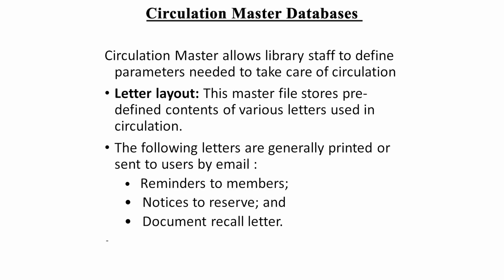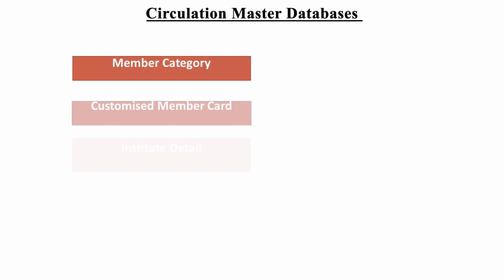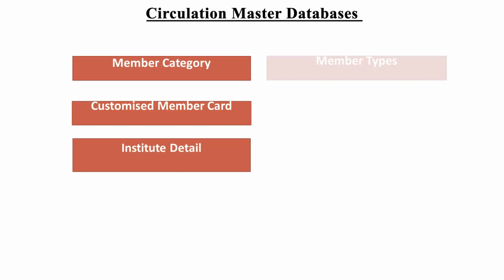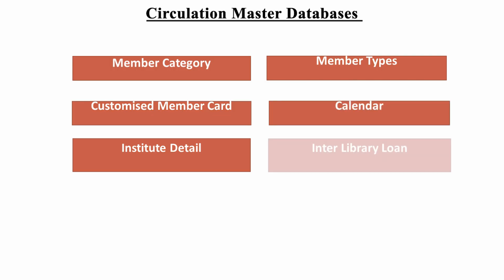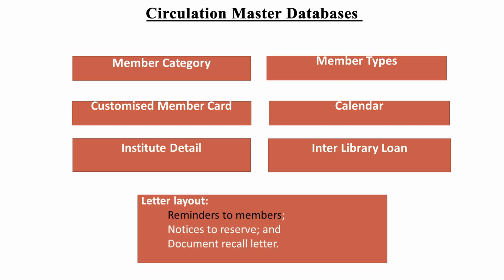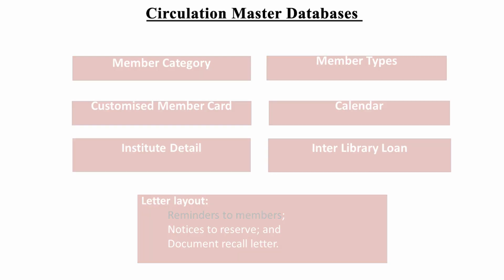reservations, document recall letter. Then member category is the member type, customized member card, calendar, institute details. These are the things you can see in this: reminders to members, notices to the reservations, and the document recall letter.